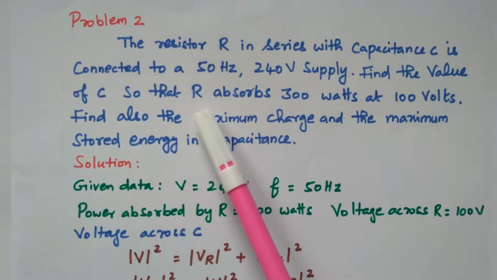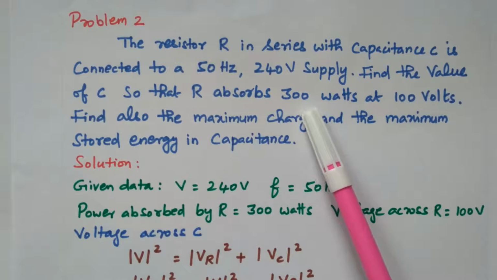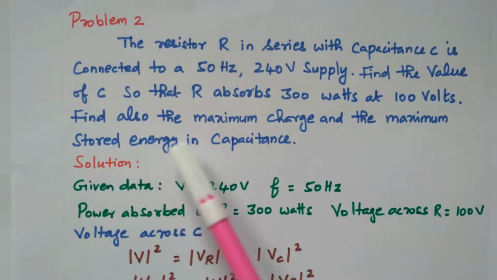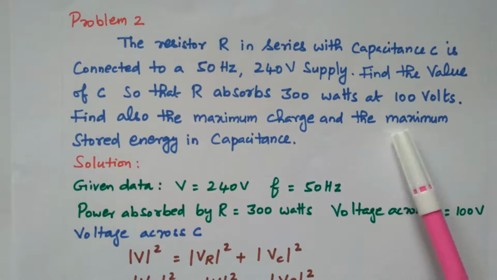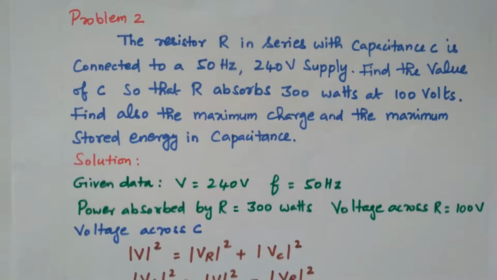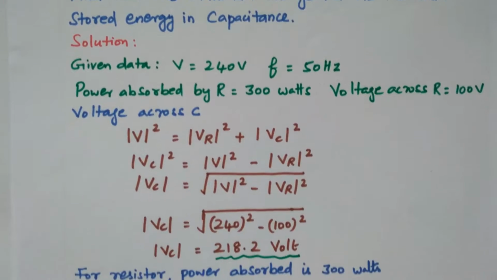The other values are given: the resistor is absorbing 300 watts at 100 volt. And also we need to find the maximum charge as well as the maximum stored energy in the capacitor. So this is the question we need to find. So the data available is V equal to 240 volt, frequency is 50 Hz. The power absorbed by the resistor is 300 watts at a voltage of 100 volt. So first we will find the parameters one by one.